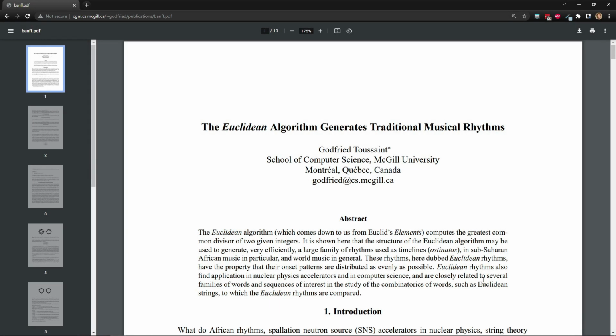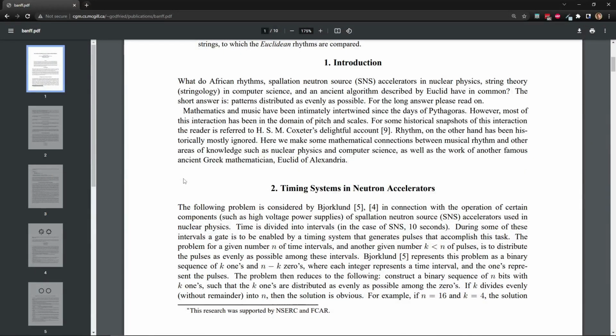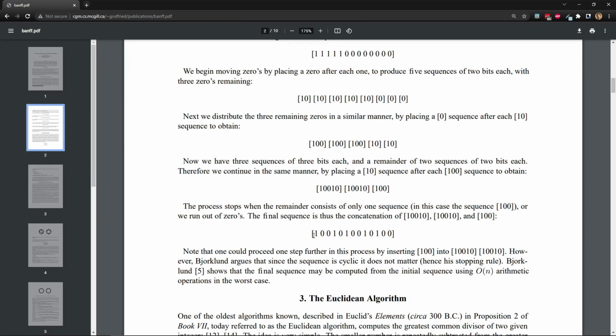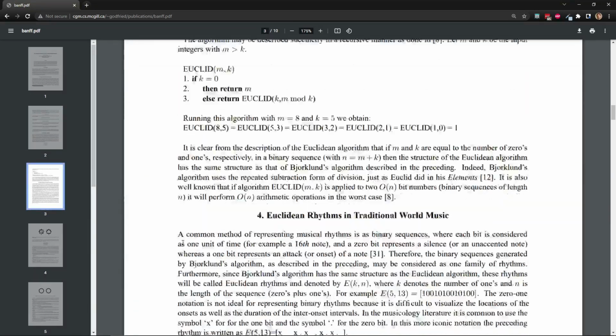So the first time I heard about the Euclidean algorithm was when I came across this paper on a newsgroup somewhere. This paper explains the Euclidean algorithm and how it can be used to generate traditional musical rhythms. I put the link to this paper in the description below, but just going quickly over this, this paper explains where the concept is coming from, how it's used to play beats as evenly as possible over a length of a pattern, and then explains how the algorithm works.